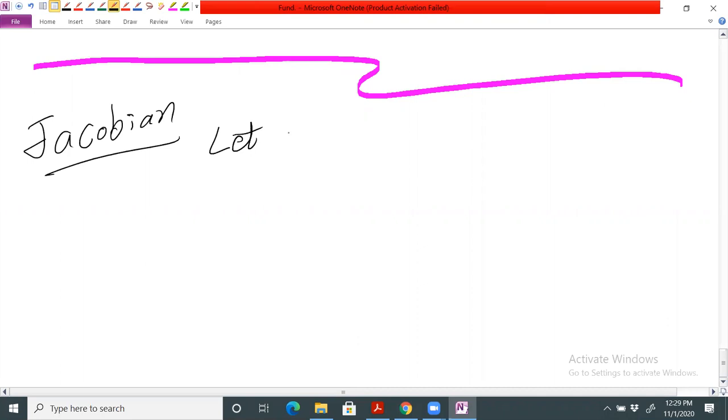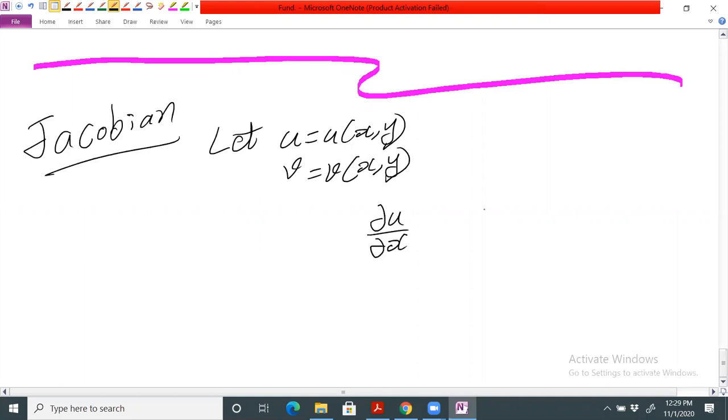Let u be a function of x and y variables, and v is also a function of x and y variables. Then, generally, when u is a function of x and y, we can find the partial differentiation of u with respect to x and also the partial differentiation of u with respect to y.